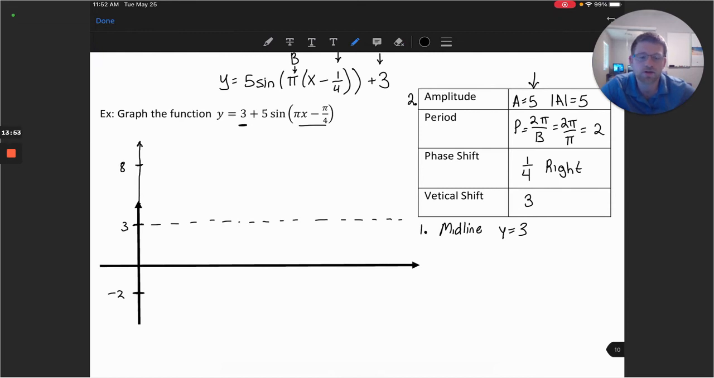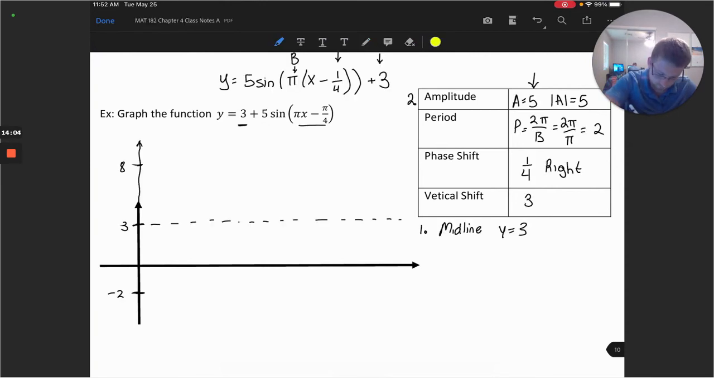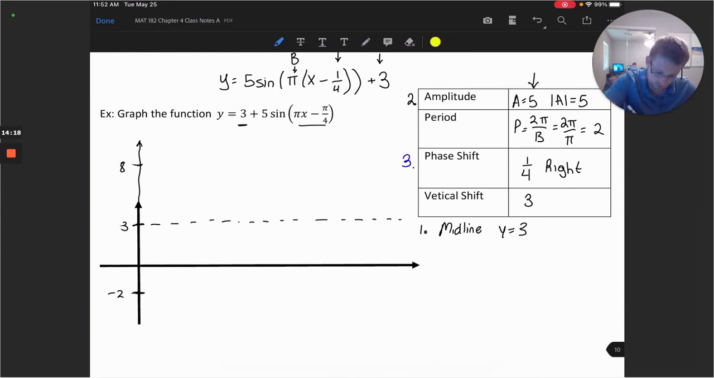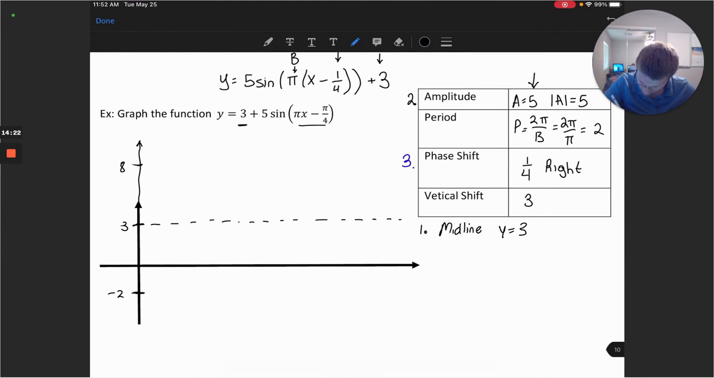Okay, so now that we've taken care of those 2 pieces of information, we're going to go to the phase shift. Where do we start my graph? My starting point for my graph here is going to be at my phase shift. So we'll call this number 3. This is the third item we need to consider. We shift to the right 1/4 unit. And so we're going to put that 1/4 unit on our graph. We'll just call it right here.